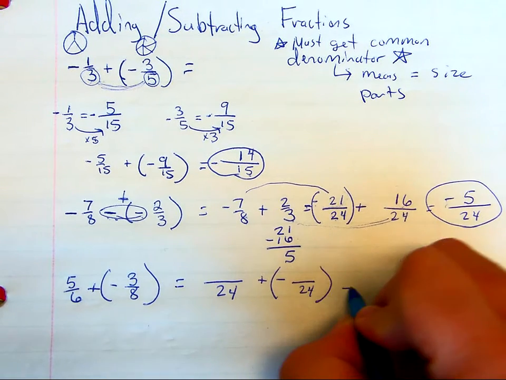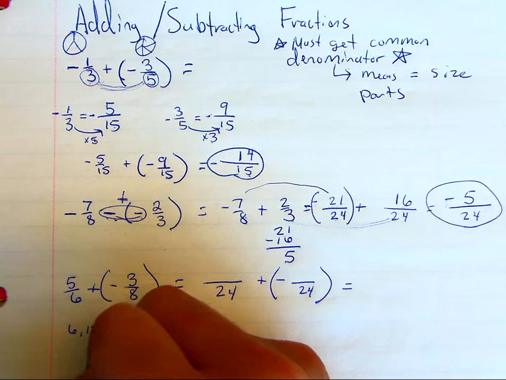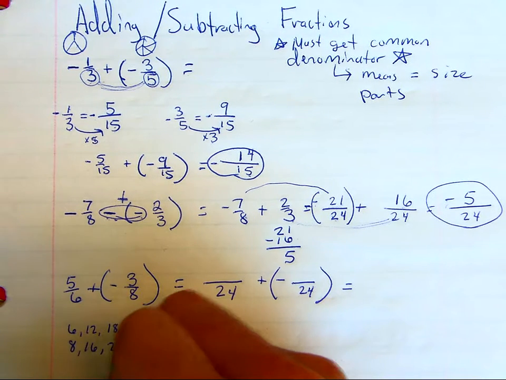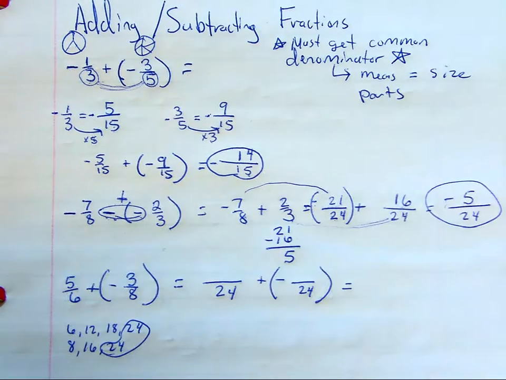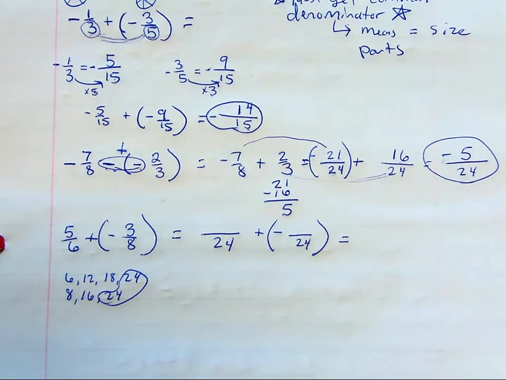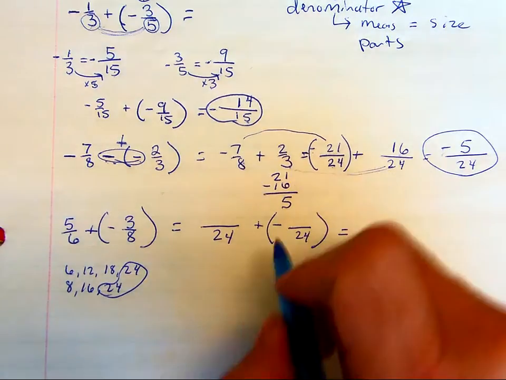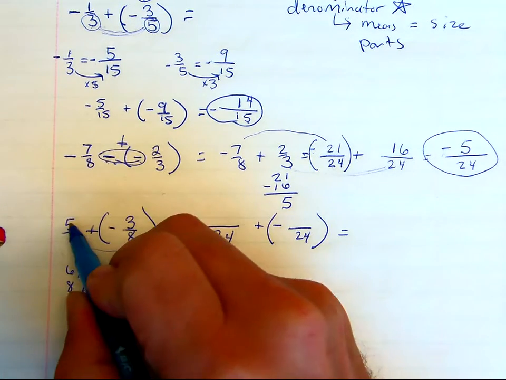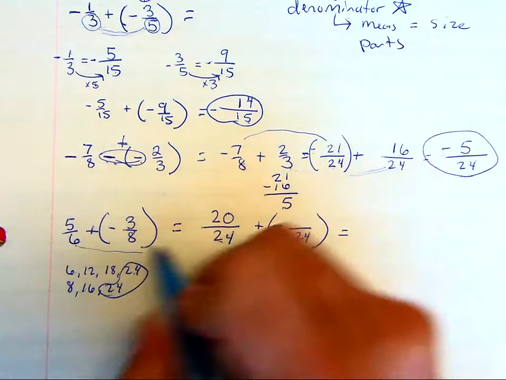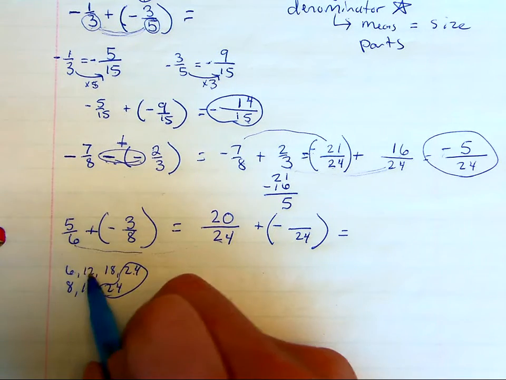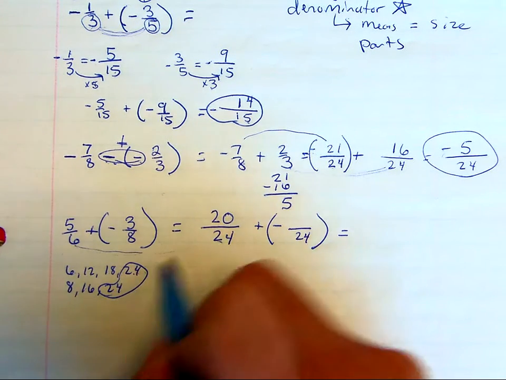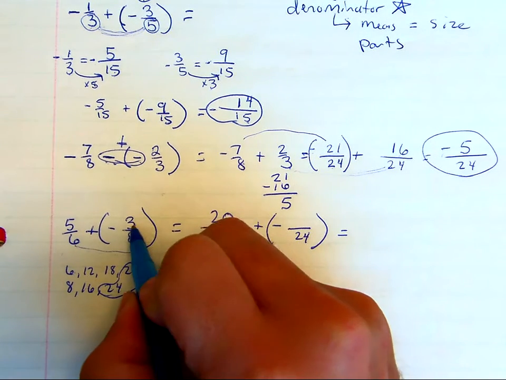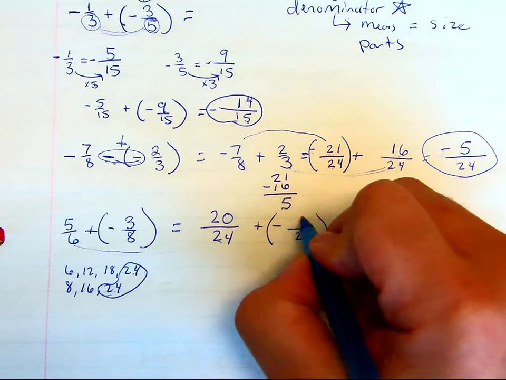And you know how I figured that out? 6, 12, 18, 24. 8, 16, 24. They both go into 24, so I know that could be my common denominator. 6 times 1, 2, 3, 4 is 24. So 5 times 4 is going to make 20. Again, multiply them by the same thing. 8 times 1, 2, 3. So 3 times 3 is going to make 9.